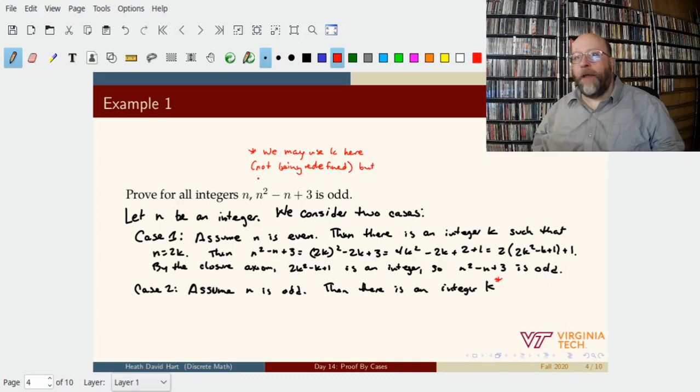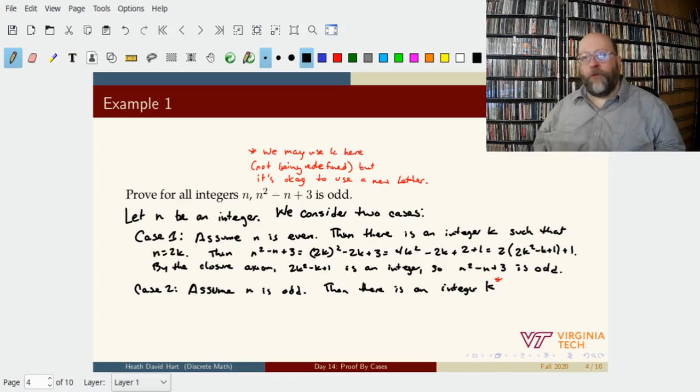But it's okay to use a new letter. Okay? So if you're not sure whether you're redefining a variable or not, then just pick a new letter and you're safe. Okay? But we can use a k here, such that, let's go ahead and change the pen size again.